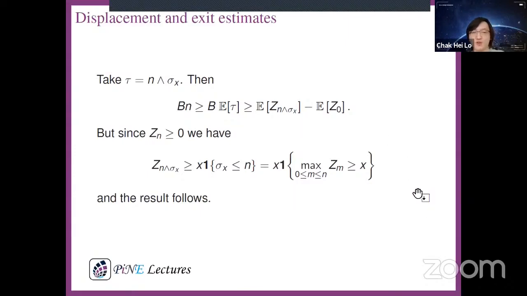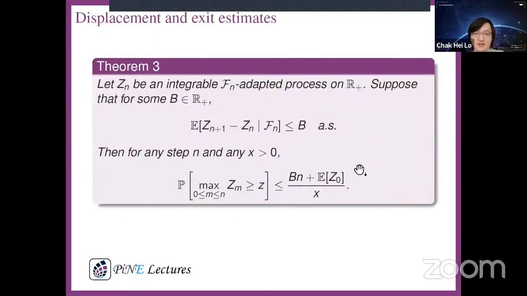So if we go back, this is the line that I promised you to prove. It's just a rearrangement of putting the x on the other side, and then we get this.